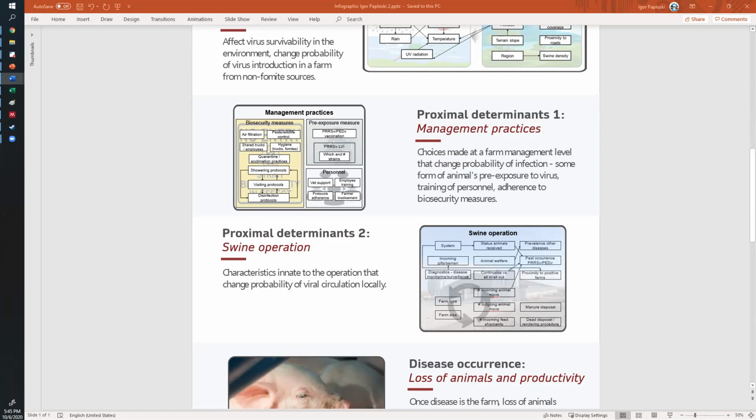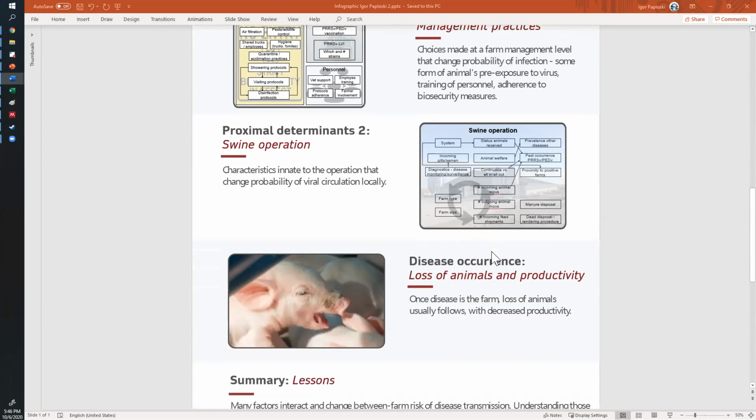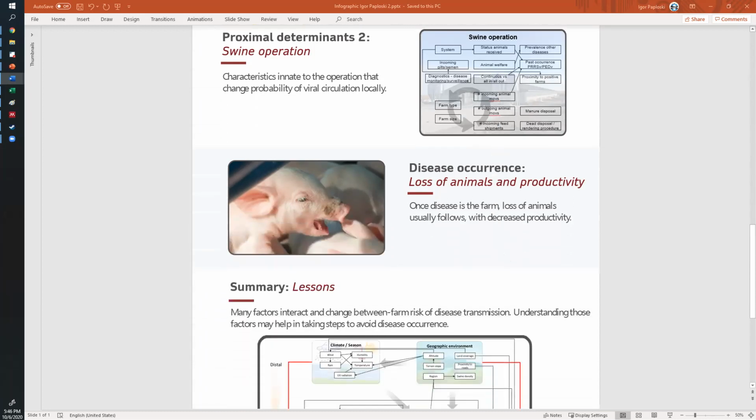For example, the system to which a farm belongs to, or how many incoming and outgoing animal movements the farm does, which in turn is affected by the farm type and farm size. All those characteristics interact with one another in different degrees in a manner such that PRRS and PEDv may occur in farms. And when that happens, loss of animals and productivity follows.